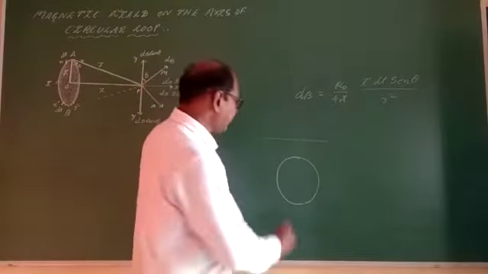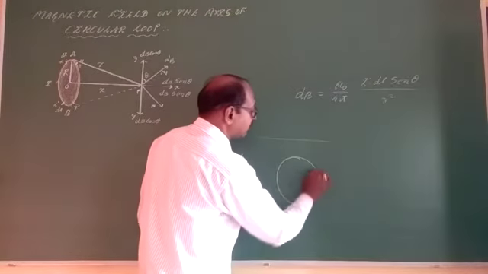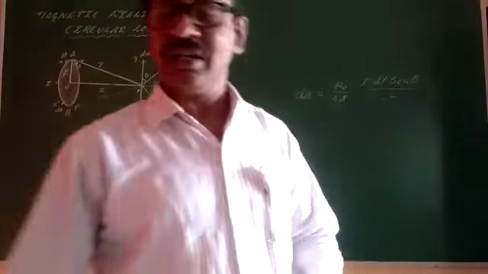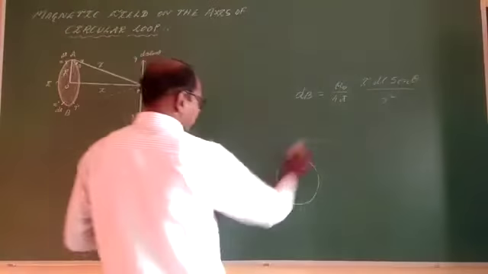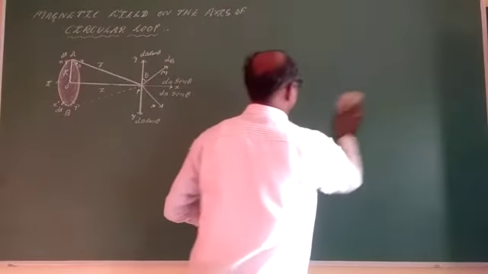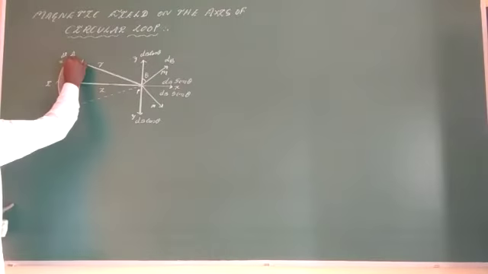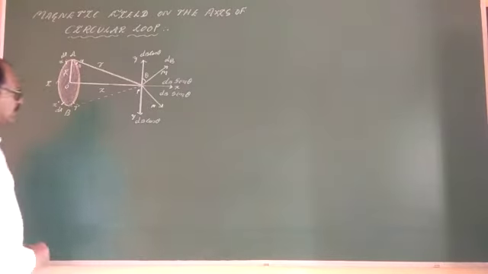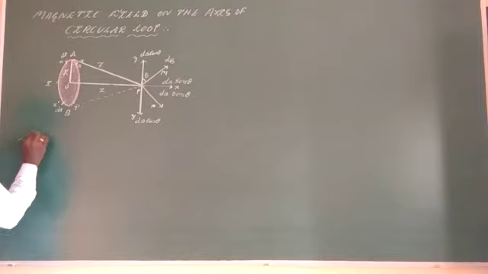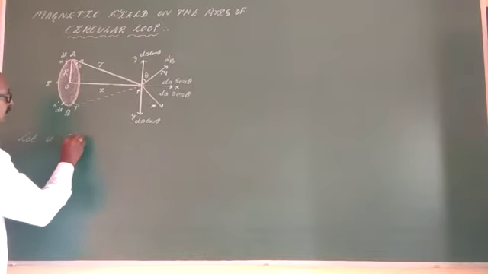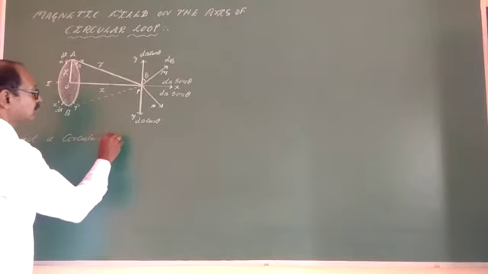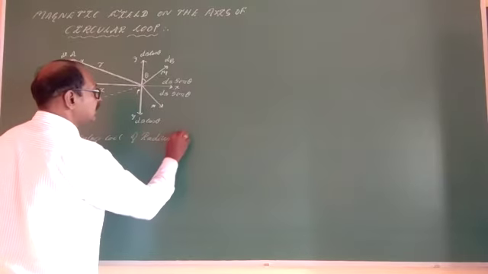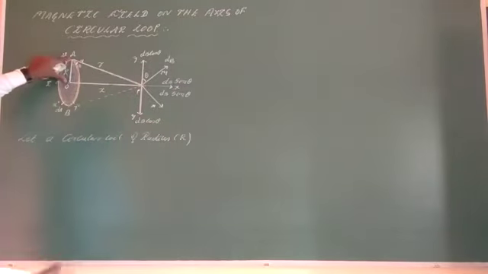Then what is the magnetic field around this particular circular coil? We need to find out the magnetic field around the circular coil. So let us consider this is the circular coil, of radius R. R is its radius.